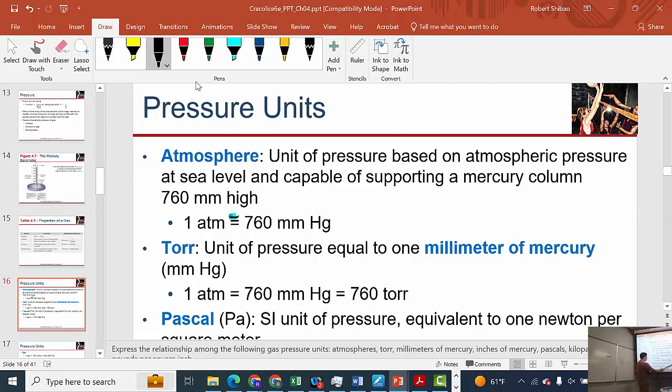Now, sometimes it's inconvenient to talk about millimeters of mercury. It's much faster to talk about torr. So 1 millimeter of mercury is exactly 1 torr. And so these are exact. 1 atmosphere is exactly 760 millimeters of mercury, and that's exactly 760 torr by definition.